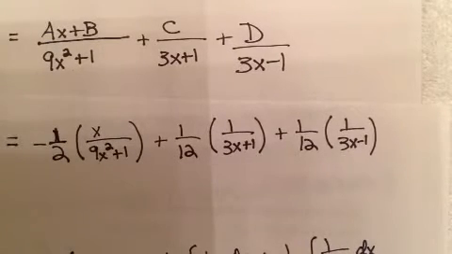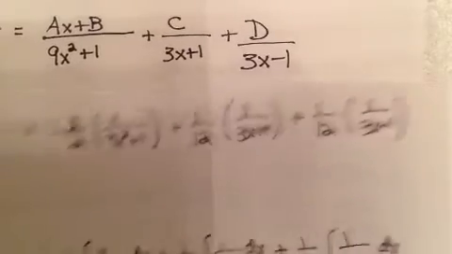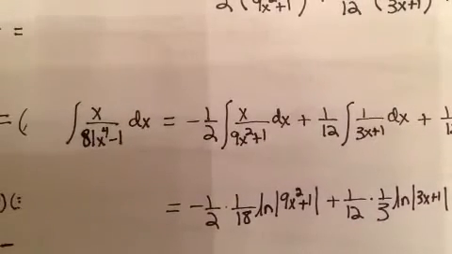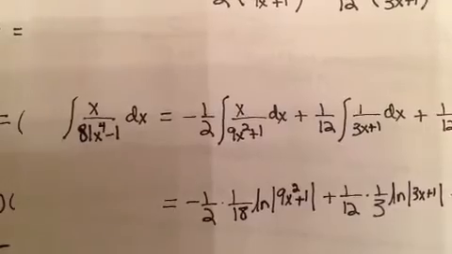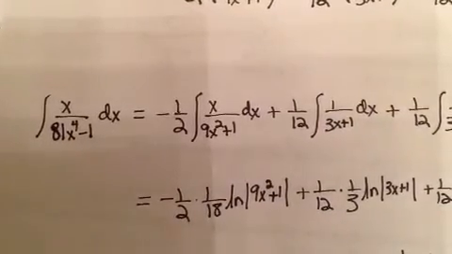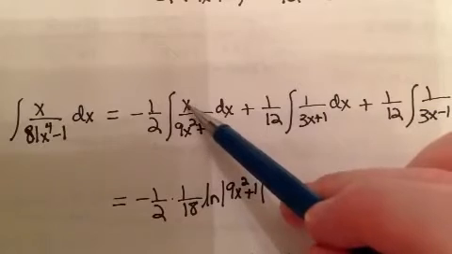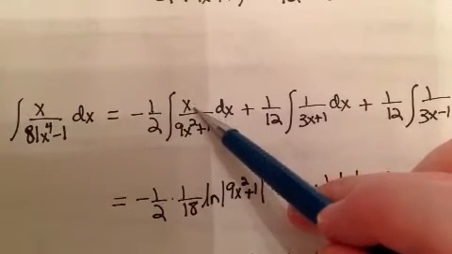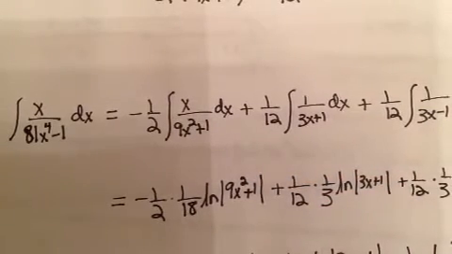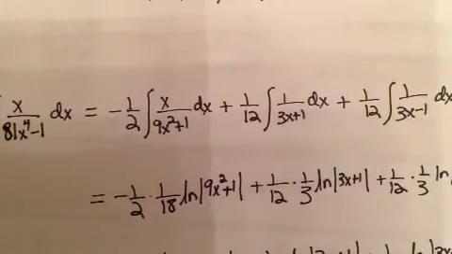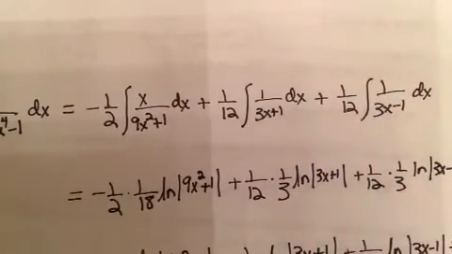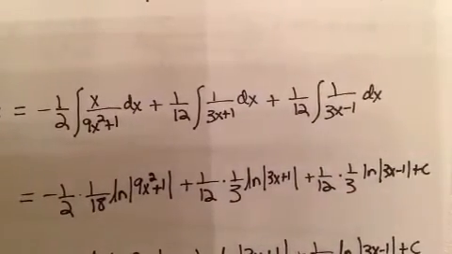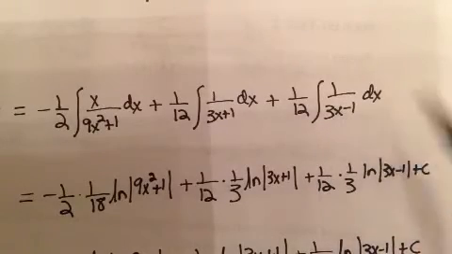And so in terms of setting up the integration, we now have for the integral of x over 81x to the fourth minus 1 dx, from A itself, negative 1/2 times the integral of x over 9x squared plus 1 dx. Again, B was negligible, and in the case of C, we have 1/12 times the integral of 1 over 3x plus 1 dx. And for D, we have 1/12 of the integral of 1 over 3x minus 1 dx.